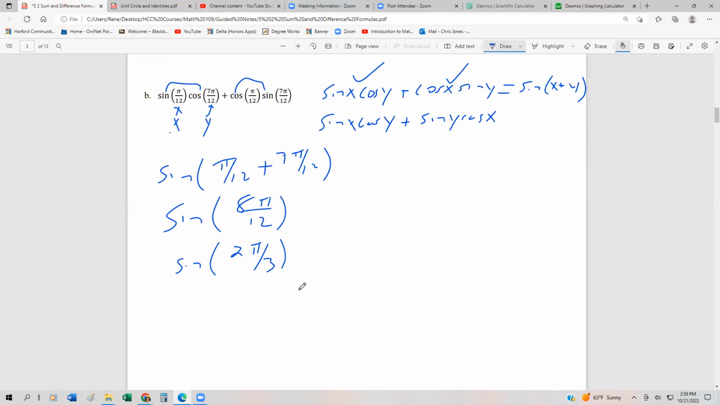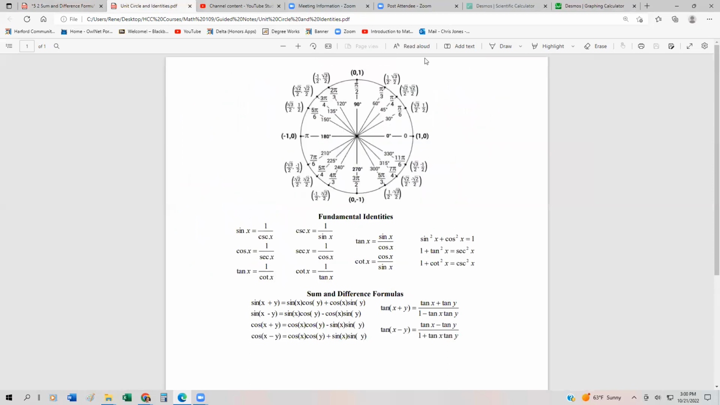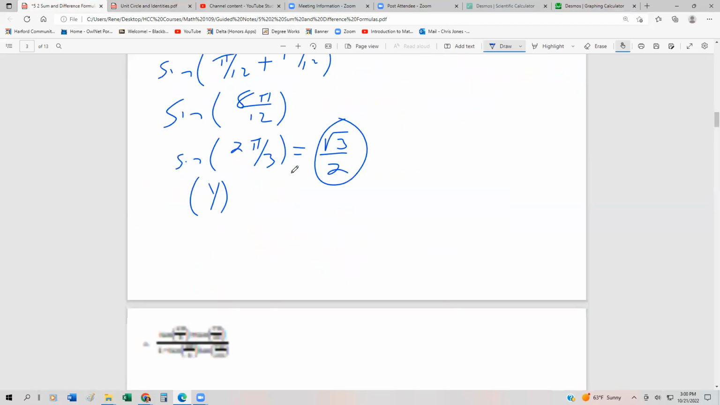And again, we should be able to evaluate this by remembering that this is a reference angle of pi thirds in the unit circle. Also remember that the sine function is positive in quadrant number 2. So this should be equal to the square root of 3 over 2. Of course, we can always verify that by looking at the unit circle, remembering that the sine is the y coordinate. We go to sine of 2 pi thirds, right here, look at the y coordinate, and that is the square root of 3 over 2.